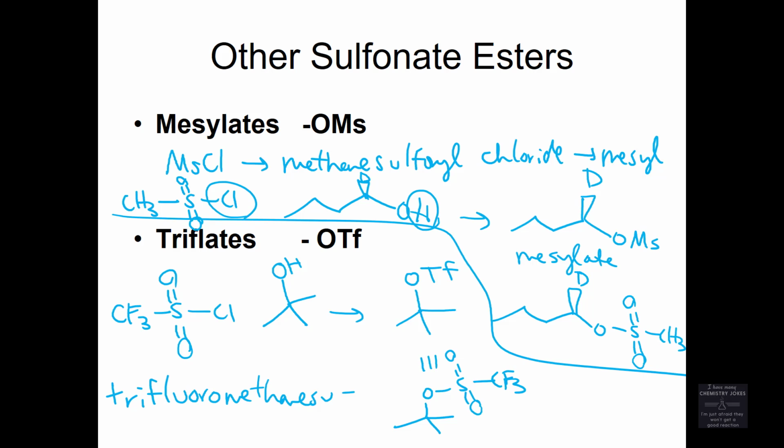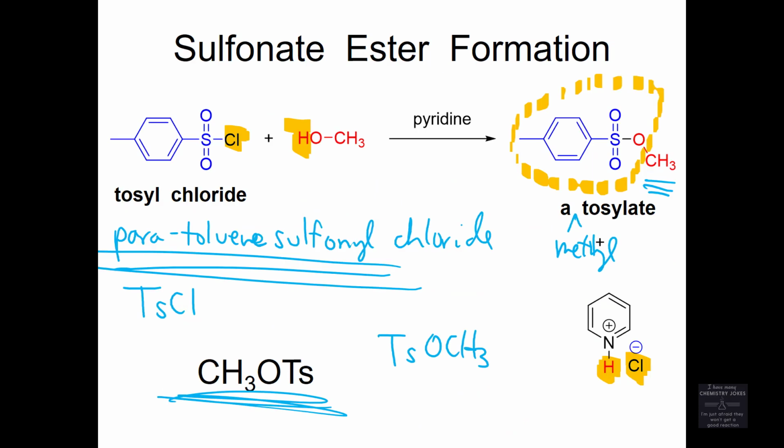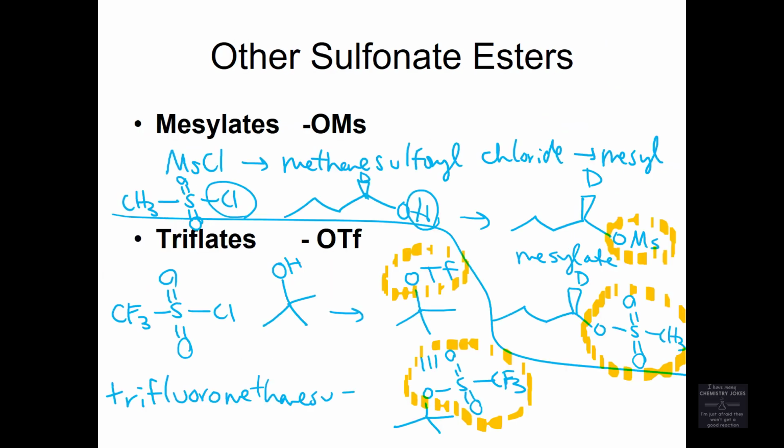Why do we care? What's the big deal? Well, once you make a sulfonate ester, it possesses a good leaving group. This thing that I'm circling is a good leaving group. OTf, a good leaving group. OMs, a good leaving group. OTs, a good leaving group. We've already highlighted that in orange up above. Sulfonate esters are good leaving groups, so they themselves can undergo SN1, SN2, E1, and E2.